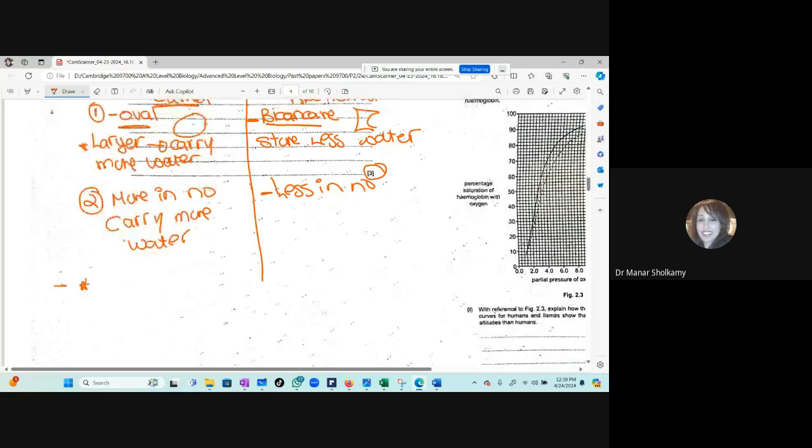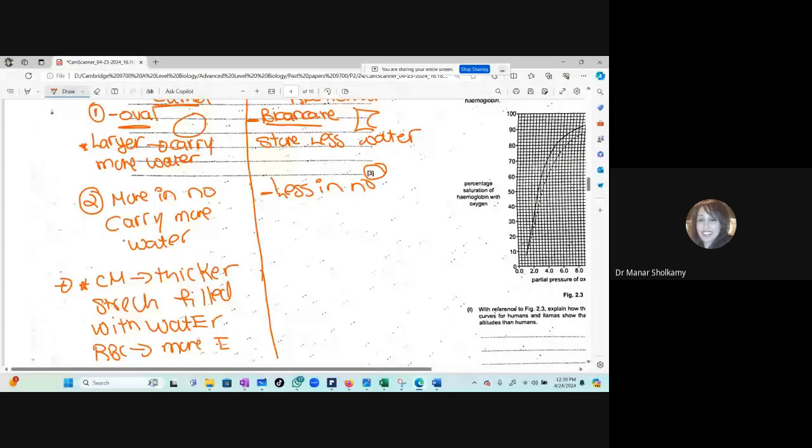So it will stretch when it is filled with water. The red cell of the camel here is stretchable, or it is more elastic. The red blood cells in humans burst when they are surrounded with concentrated solution.